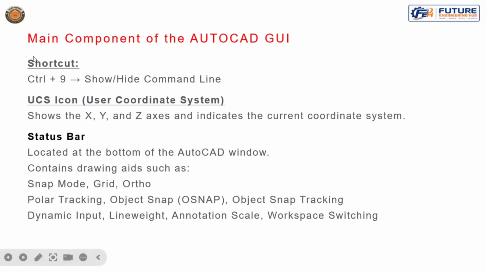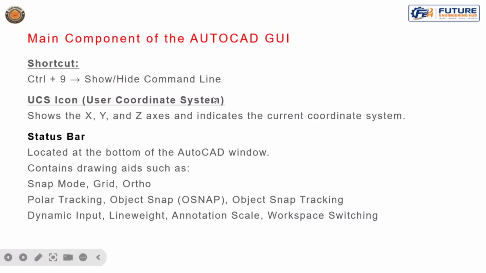Shortcut to hide and show the command line: Ctrl+9. UCS icon, user coordinate system, shows all three axes that indicate the position of coordinates. The intersection of the three axes is called the origin point: X value 0, Y value 0, Z value 0.